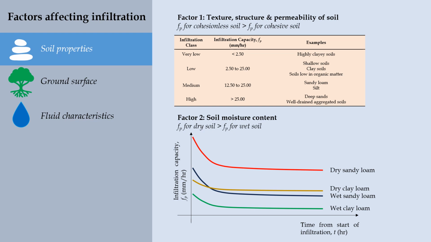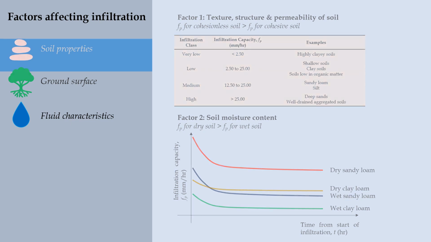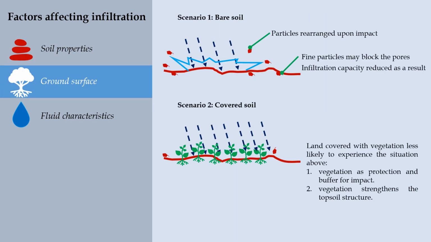Moreover, dry soil can absorb more water than wet soil. This is also why under most situations, the infiltration capacity is the highest at the beginning of storm event and decreases exponentially with time. When raindrops hit the ground, the impact may disrupt the arrangement of particles in topsoil.